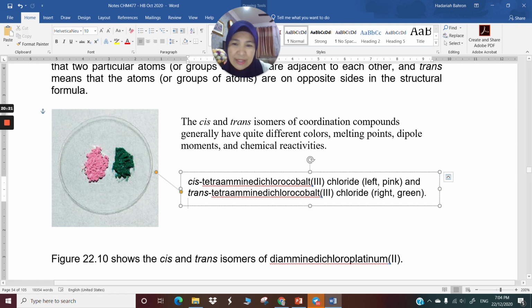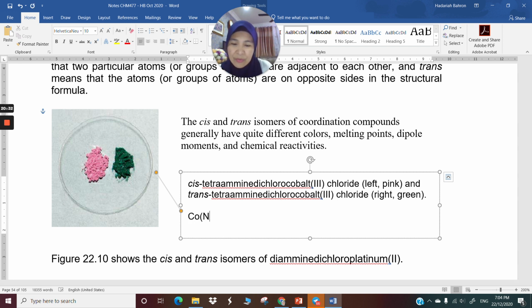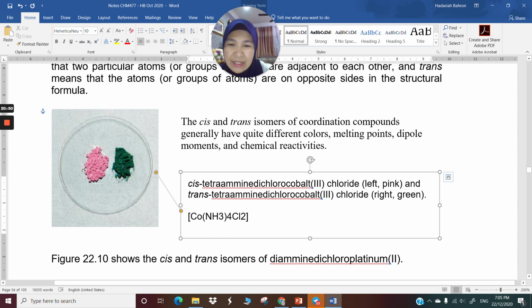So let's write that here. You have cobalt with four ammonia, tetraammine, dichloro. That is in square brackets to indicate that it is a complex ion. And there is chloride outside.